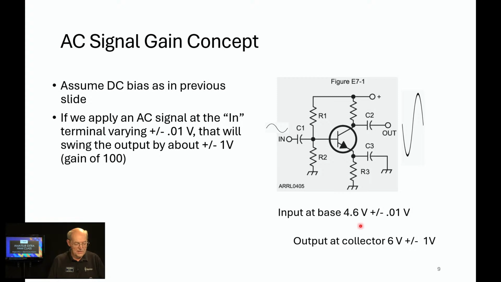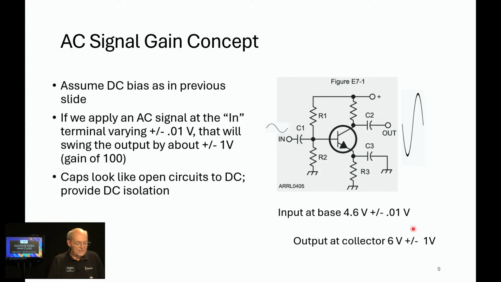So input at the base, let's say it's 4.6 volts. That's the DC level. Output of the collector is going to be varying 100 times that. As we mentioned, the capacitors look like open circuits to DC, so they provide DC isolation. That's the input coupling capacitor and the output coupling capacitor. And I've got a little spoiler alert. I'll be showing this in another slide here in a minute.